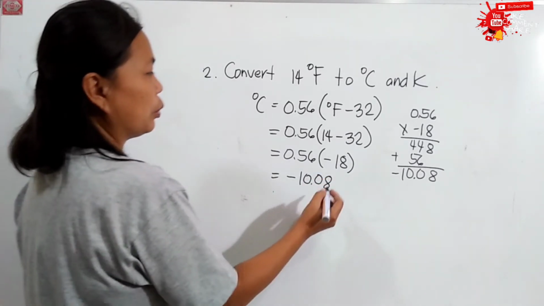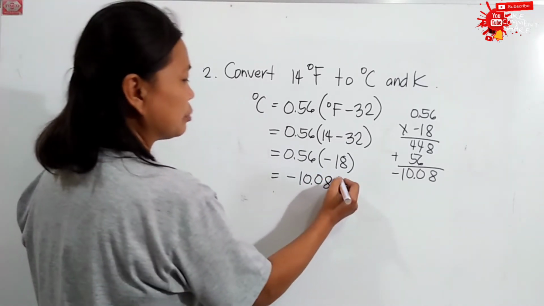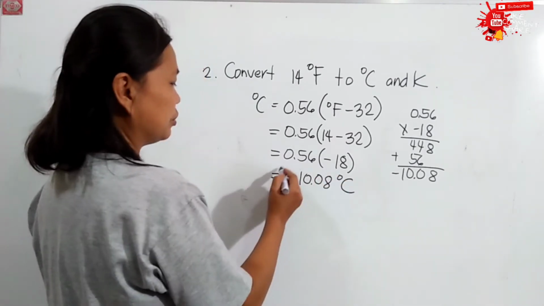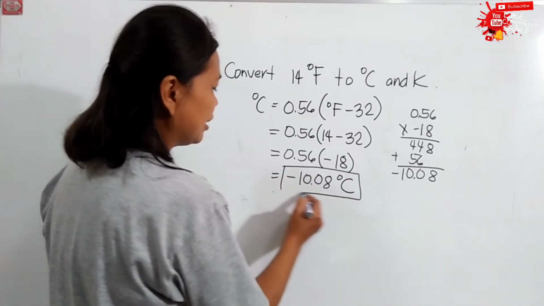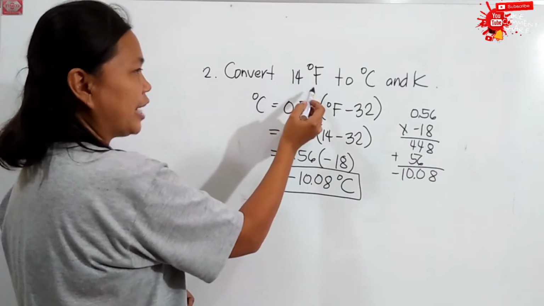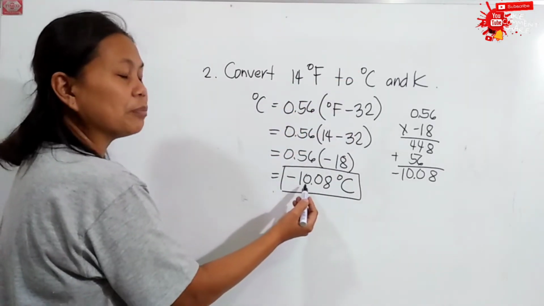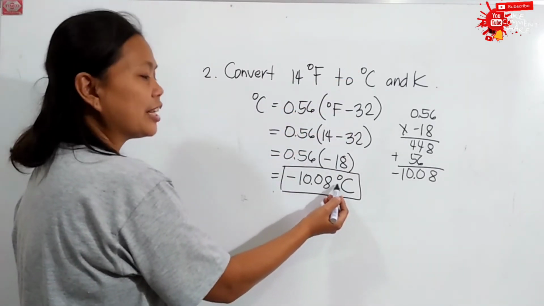What will be the new unit? It must be in degree Celsius. So the answer is 14 degree Fahrenheit to degree Celsius is negative 10.08 degrees Celsius.